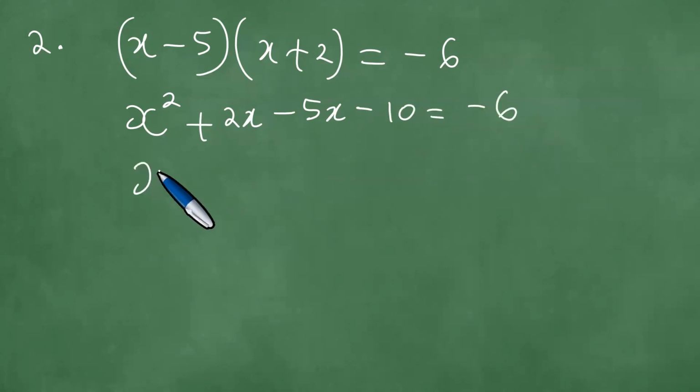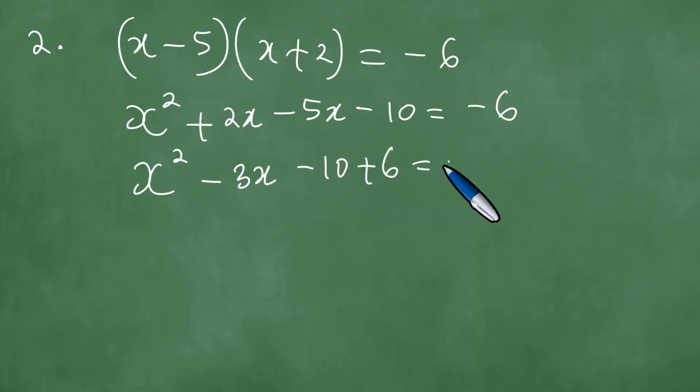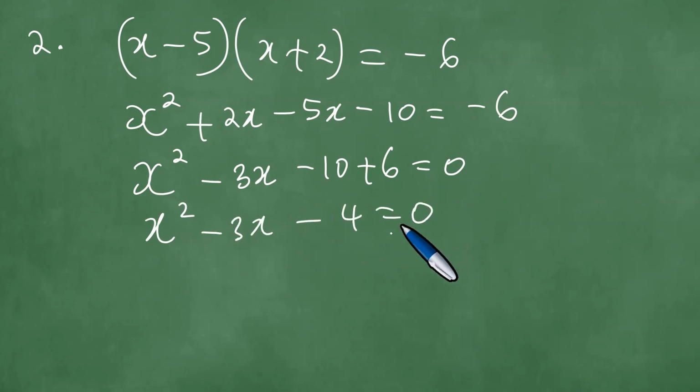Obviously, Tando is right. We can therefore have x squared. What is 2x minus 5x? Negative 3x. What is minus 10 plus 6? Negative 4. Okay, what are the factors of this here?